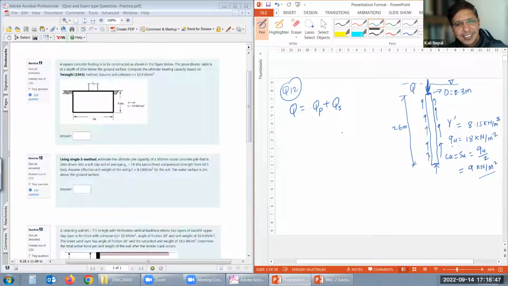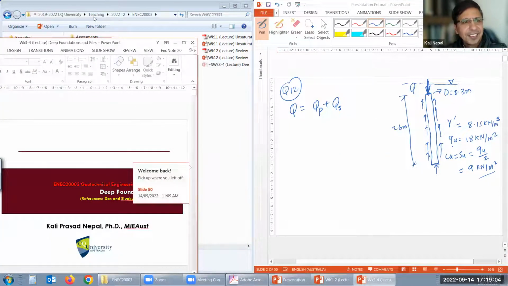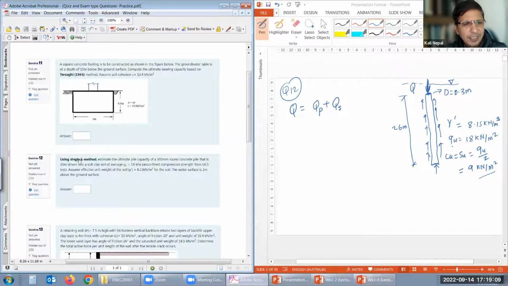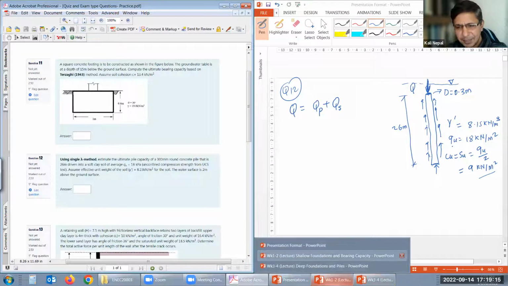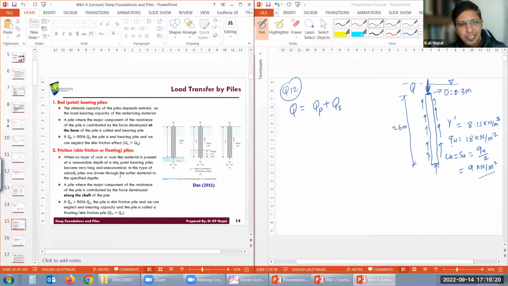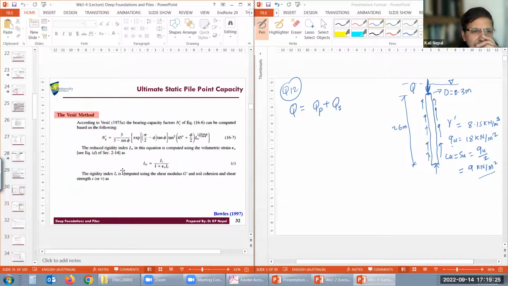Let's go to the lecture note and find the equations for that. We wouldn't remember those equations. The lecture note is 3-4, Deep foundations and the piles. Let's open. What methods are specified here? The lambda method. So let's use the lambda method. What is the lambda method? There are a lot of resources provided from different authors, but they will get the same result in the end.